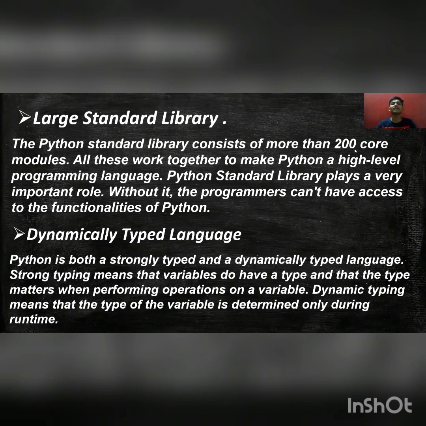Next, dynamically typed language. Python is called a dynamically typed language because Python is both a strongly typed and a dynamically typed language. Strong typing means that variables do have a type, and that the type matters when performing operations on a variable. Dynamic typing means that the type of a variable is determined only during runtime. That's the reason why Python is a dynamically typed language.